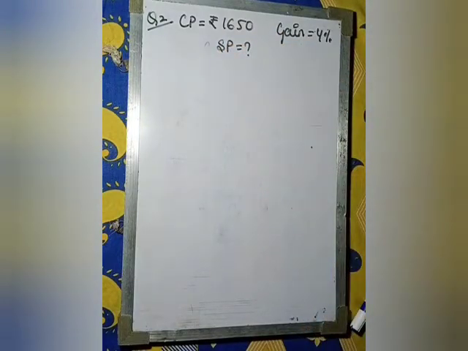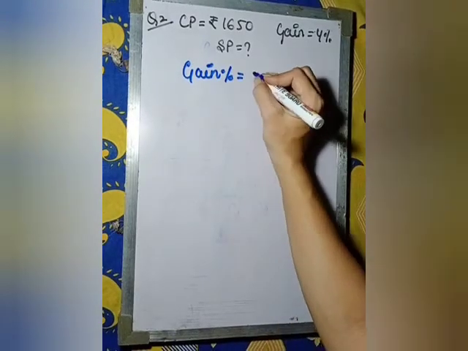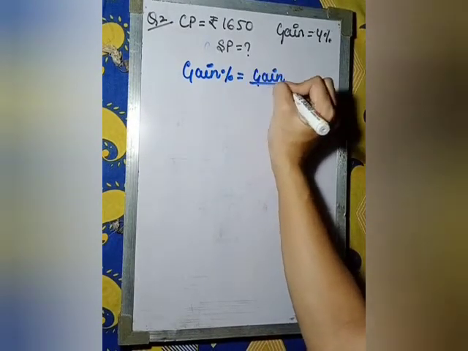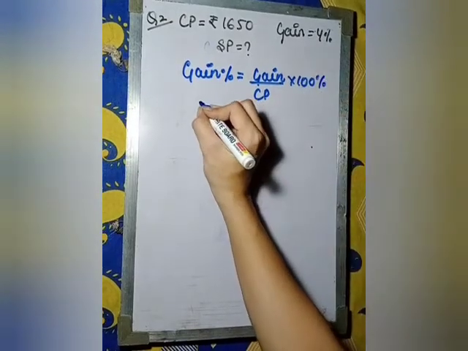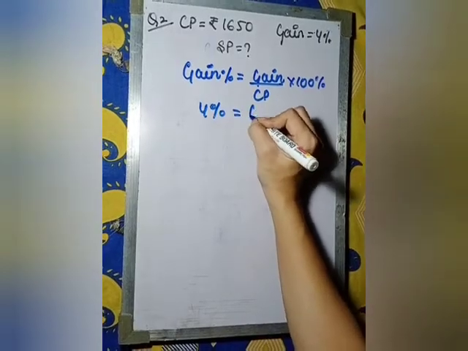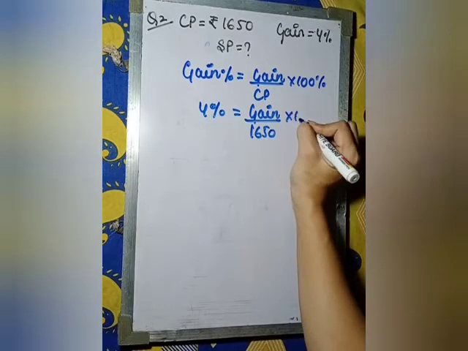Now, first of all, see here, gain is not given, gain percent is given. So from here we can find the gain. What is the formula for gain percent? It is gain upon CP into 100%. Now gain is 4%. We have to find the gain. CP is given, 1650, into 100%.